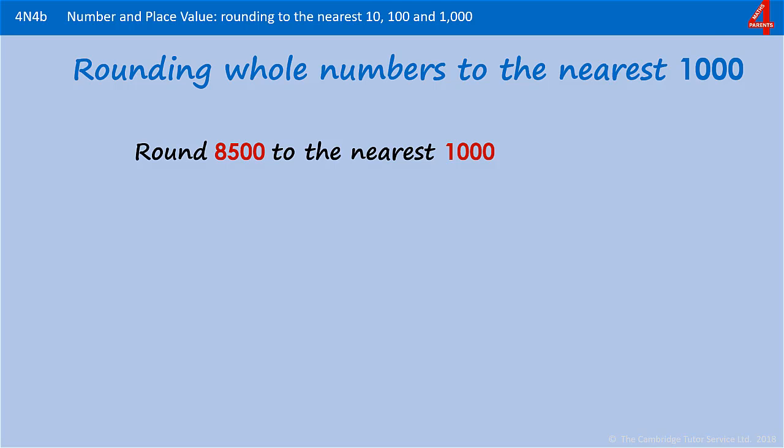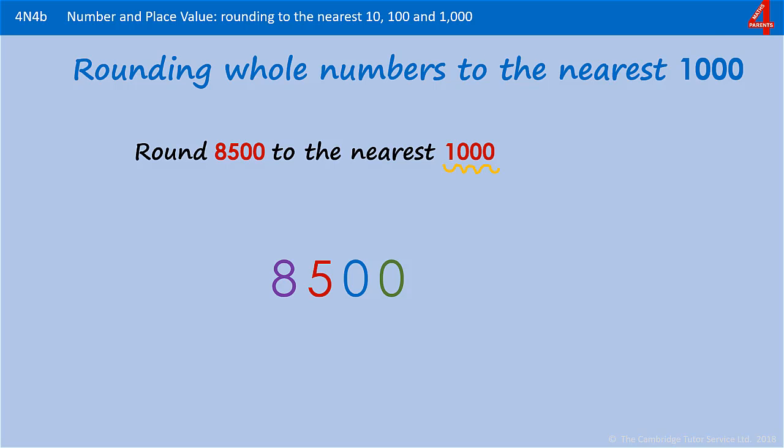These lines are all very well to illustrate what's happening, but when you're doing this in maths, you don't get time to draw a line for every single number, particularly when they get this big. It's a much better idea to look at what's happening to the digits. Here we're going to round 8,500 to the nearest multiple of 1,000.